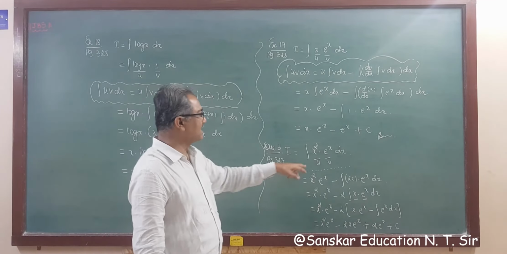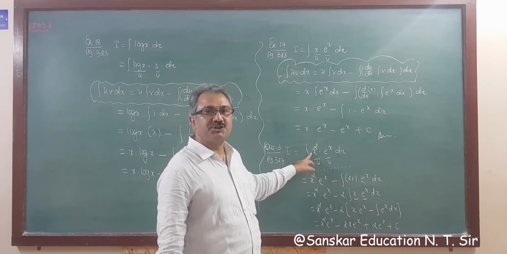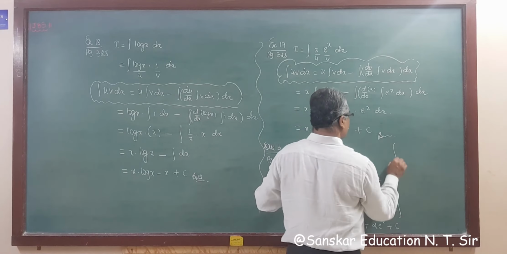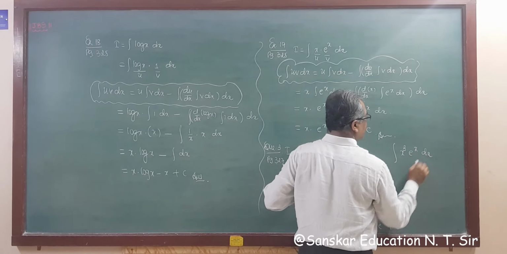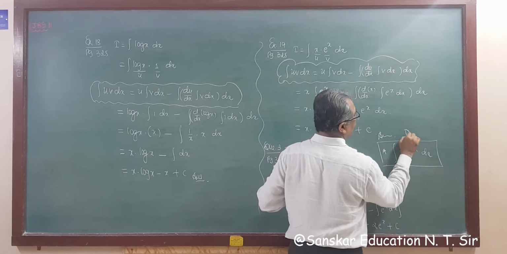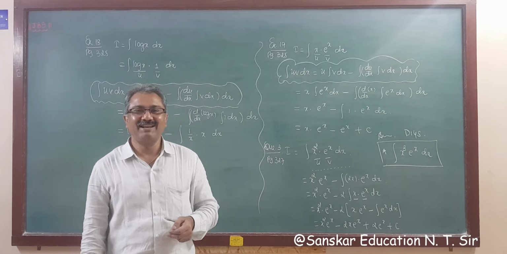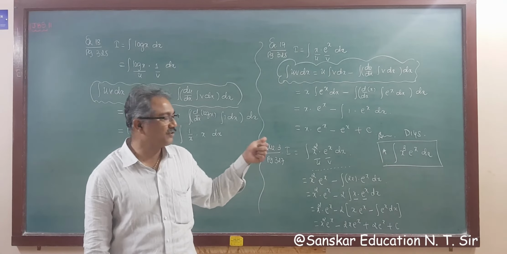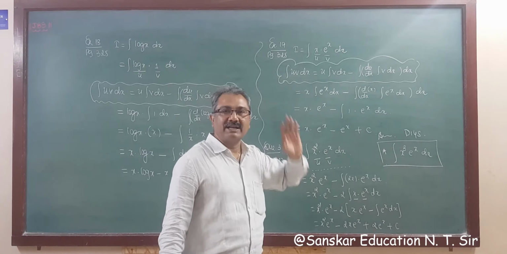So here with x square, you have to apply it 2 times. Suppose you are given x cube here, then what happens? Do it yourself at home. x cube e raised to x dx. You have to apply the integration by parts formula 3 times.